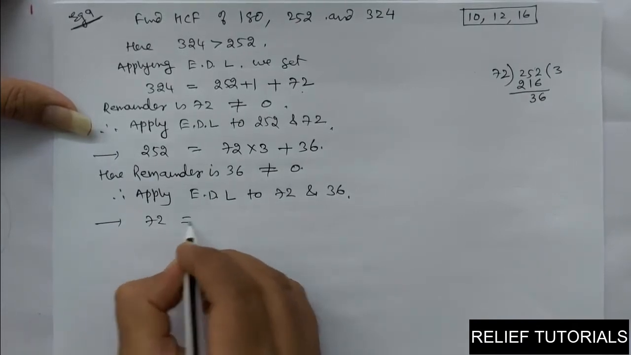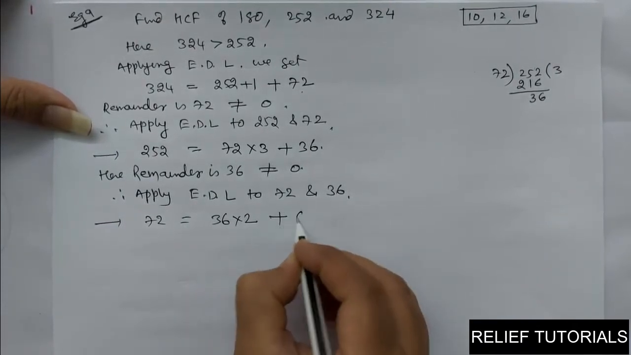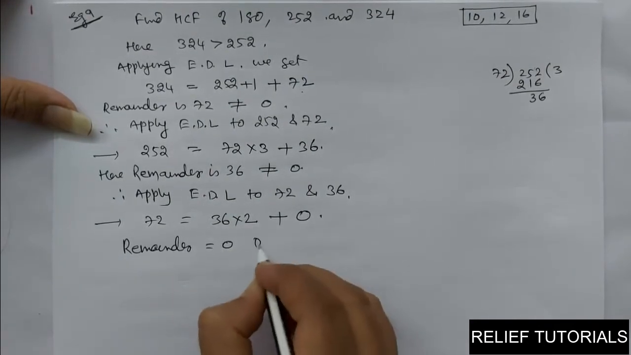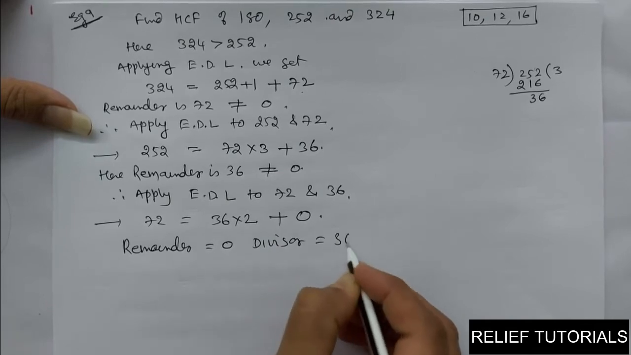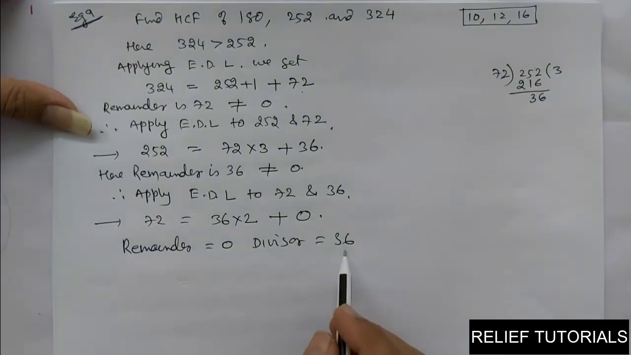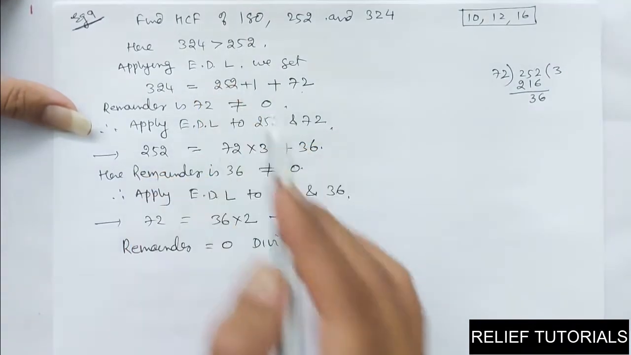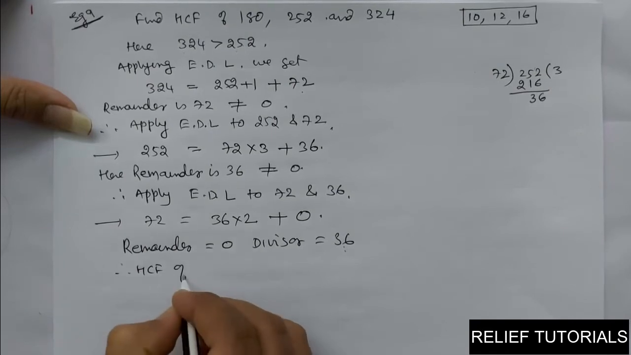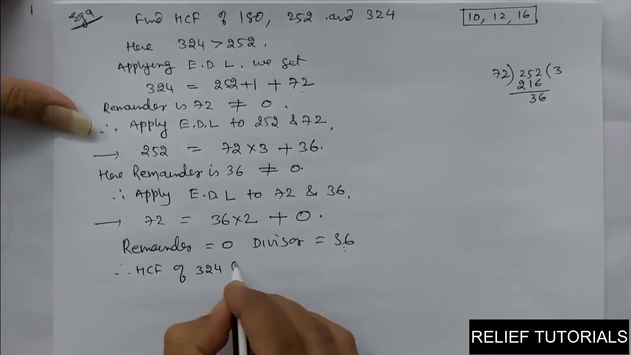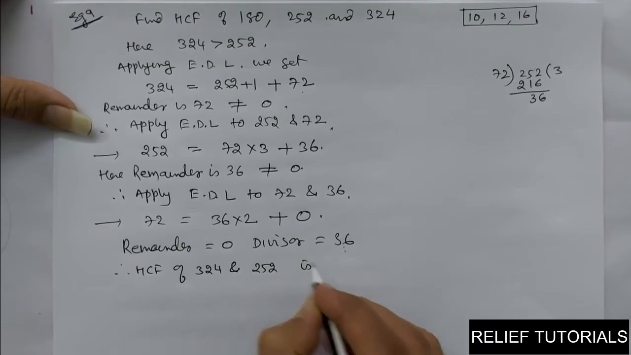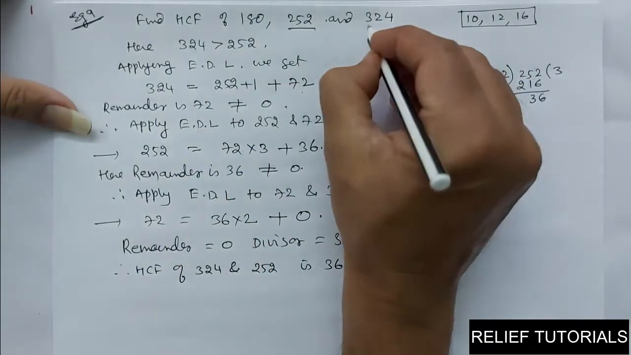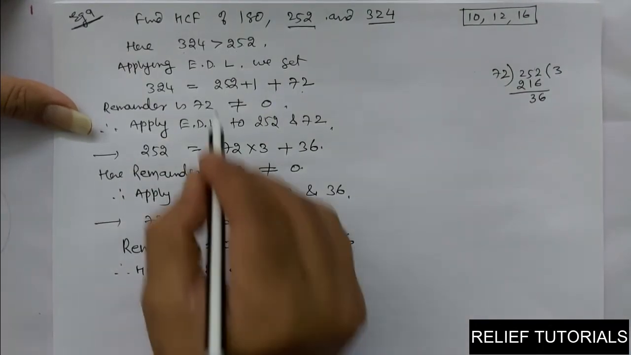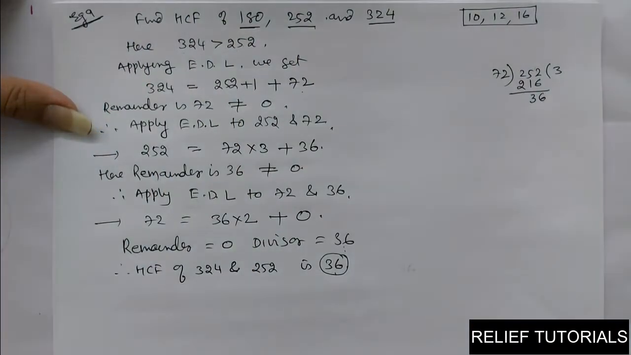Okay, so therefore 72 is equal to 36 into 2, 2 36s are 72, plus 0. So the remainder is equal to 0 and the divisor is equal to 36. Clear? So the HCF of these two numbers 324 and 252 is 36. So we got 252 and 324, its HCF is 36. Now this HCF 36 and the remaining 180, again you will find.